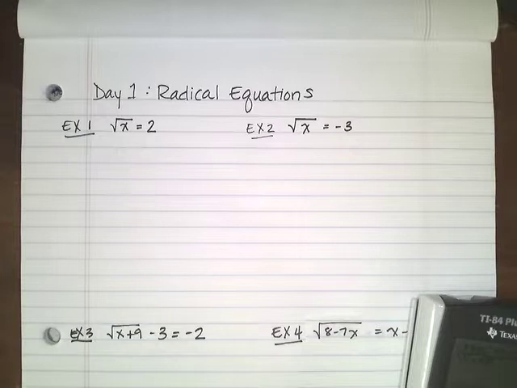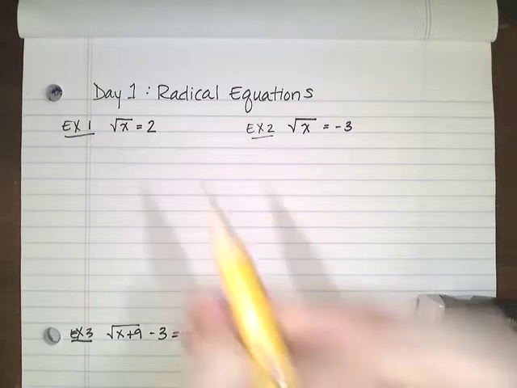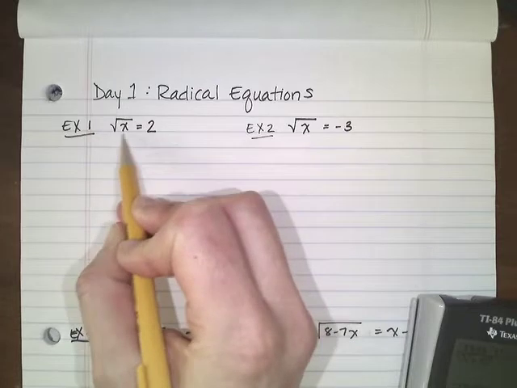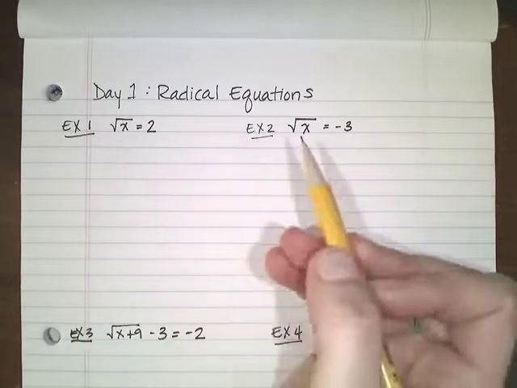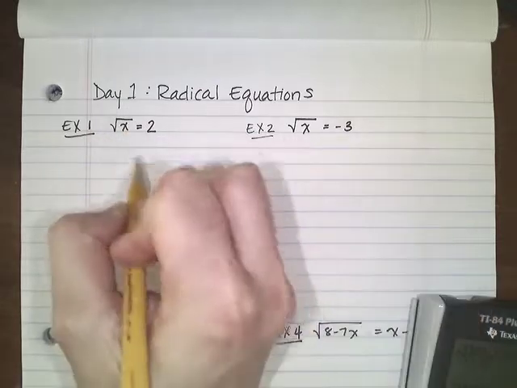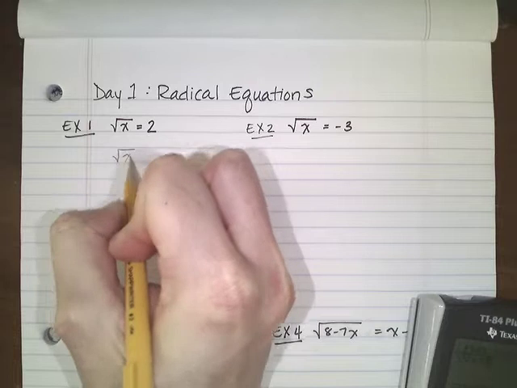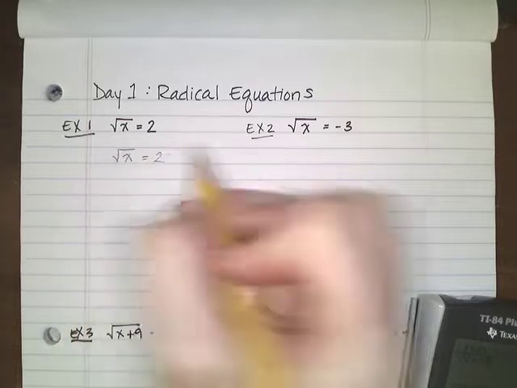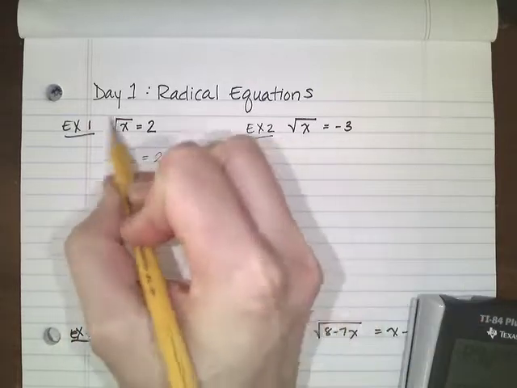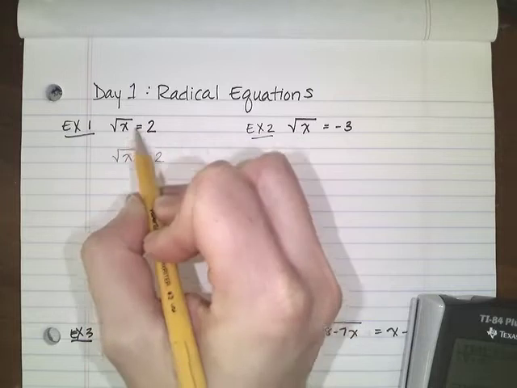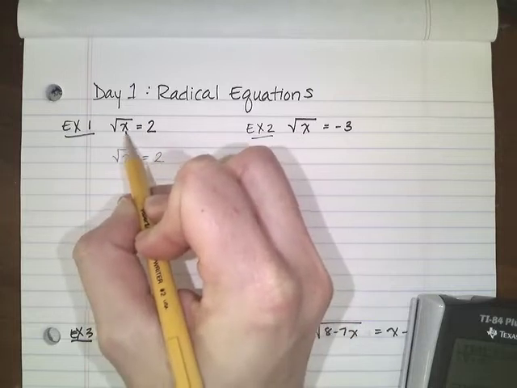So here for day 1 we need to figure out how to solve for x in radical equations. I'm going to be very straightforward with this. When you have a radical equation, we want to figure out what x value will make that statement true. The first thing we're going to do, I'm going to rewrite it. The first step is to isolate the square root. We want to make sure that the square root is by itself.